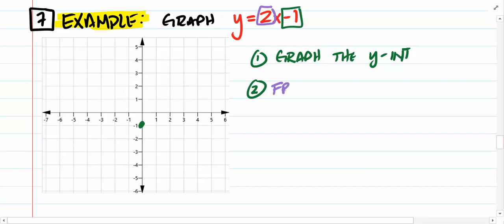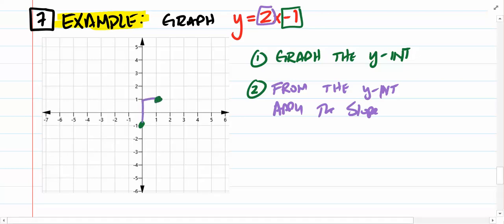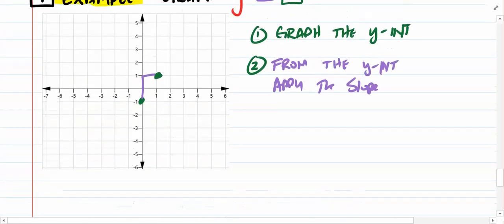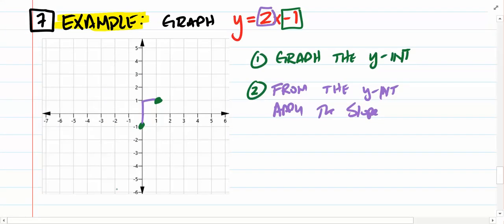Step number 2 is, from the y-intercept, we apply the slope. It's very important that we start from the y-intercept. What do I mean by that? Since the slope is 2, we're going to go up 2 units, 1, 2, and over 1, and put our second point. All we need is 2 points to connect a line. So once we have the 2 points, we would simply draw our line in with a straight edge. Obviously, that's not very straight, but that's how we would do it.